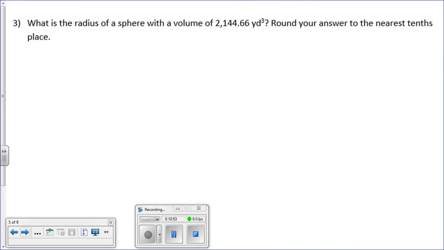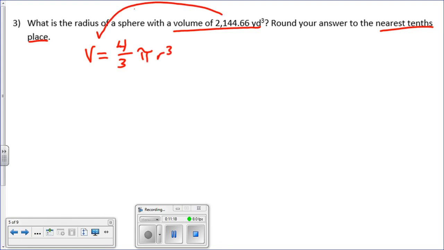Okay, what's the radius of a sphere with a volume of 2,144.66 yards cubed? So there's my volume. This one says round to the nearest tenths place, so I'm going to guess that this is going to be messy. And I notice it doesn't have a pi symbol in it, so we're definitely going to be using the calculator on this one. So 4/3 pi r cubed. Your radius is going to go here. So 2,144.66 is equal to 4/3 pi r cubed.